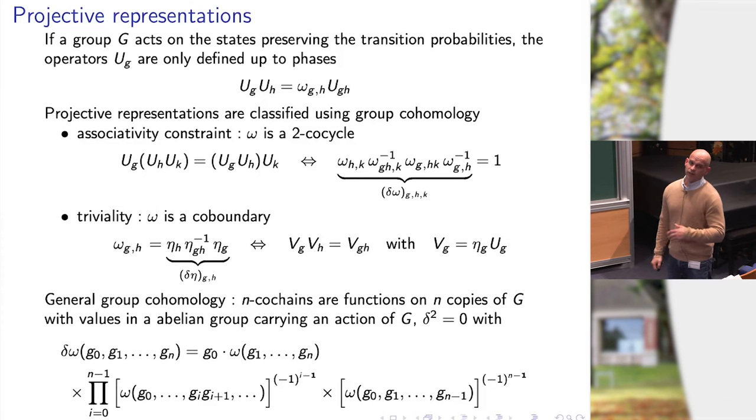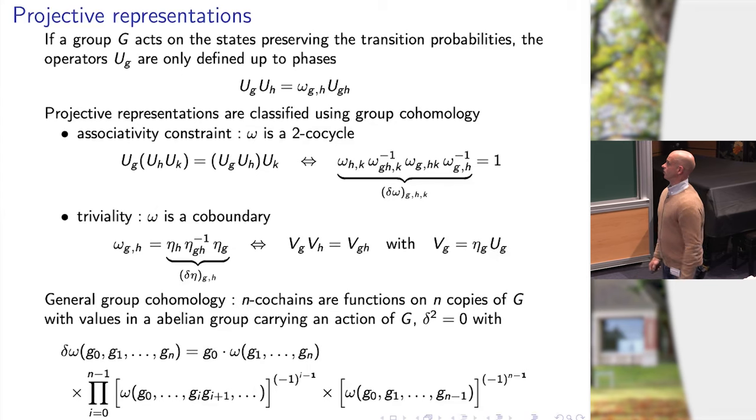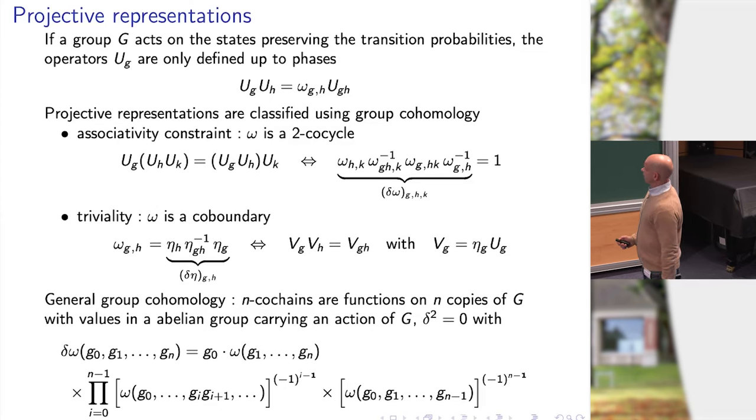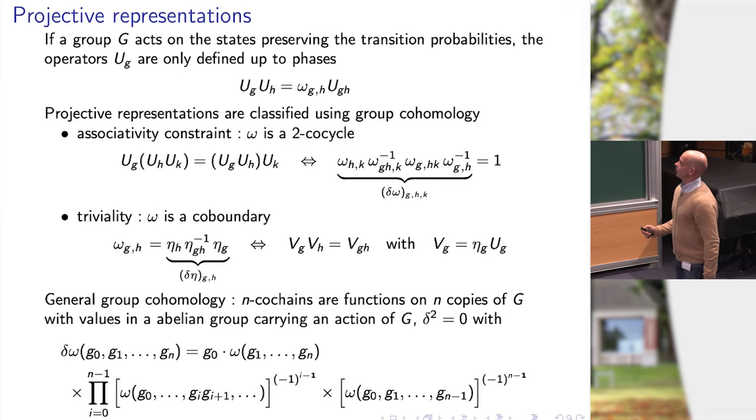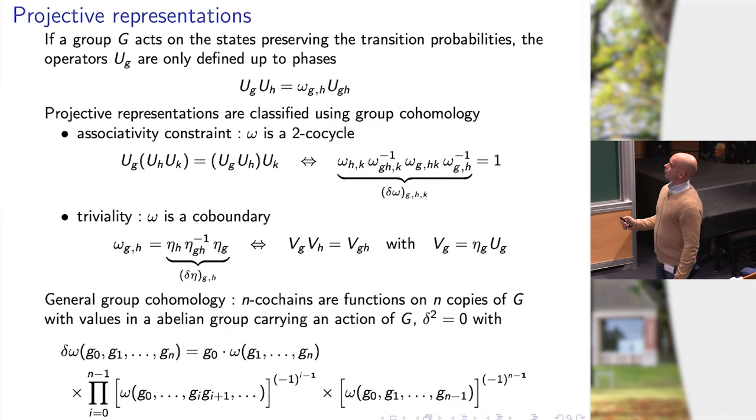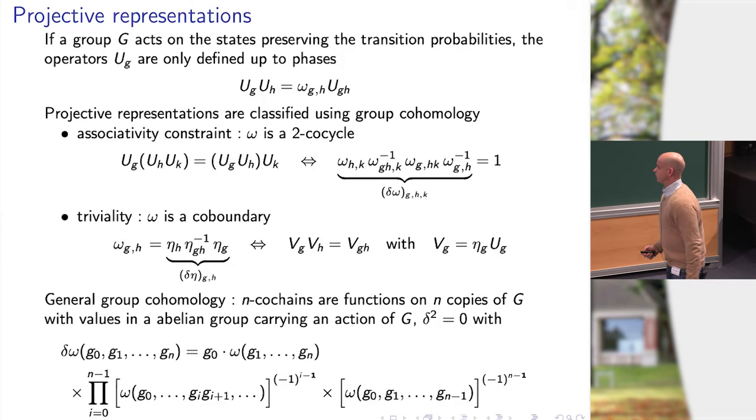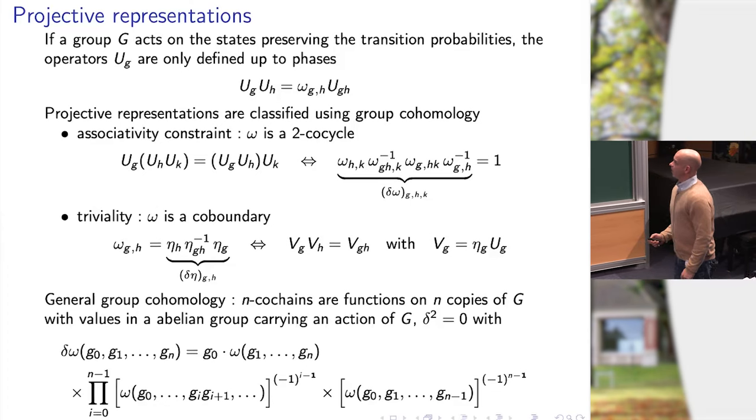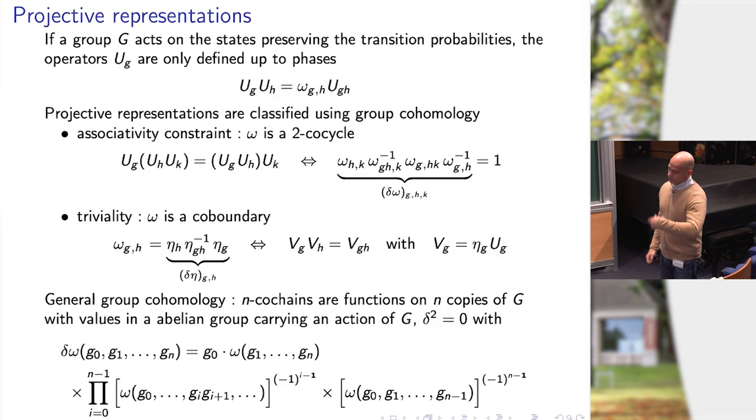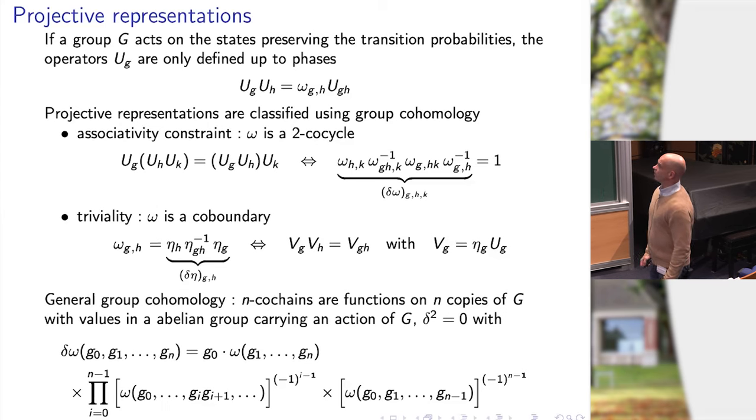You can ask the question: can I get rid of that phase by just a change of phase? So let's define new operators, which differ from the previous ones by a phase, because Wigner's theorem says that anyway the operator U is only defined up to a phase. Then if you want to cancel the phase that occurs here, it must be of this type, which means that it is a co-boundary. Then you see that group cohomology is playing a somewhat important role here. In fact, the phase can be removed if and only if it is a co-boundary.